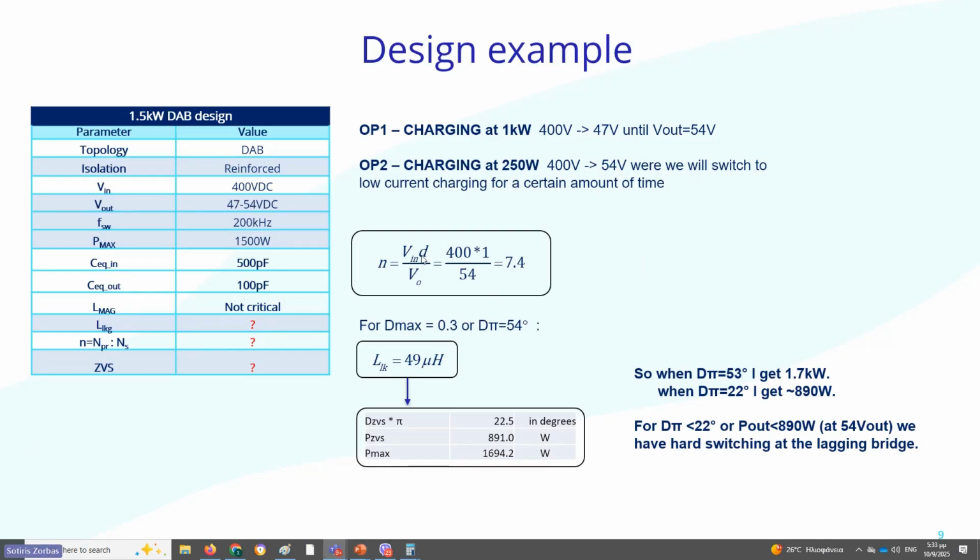So at 54 volts, it's 7.4, the turns ratio. Now the max, we said we're going to limit it to 0.3, 0.35. The lower you go, the better. Essentially, how low should you go?